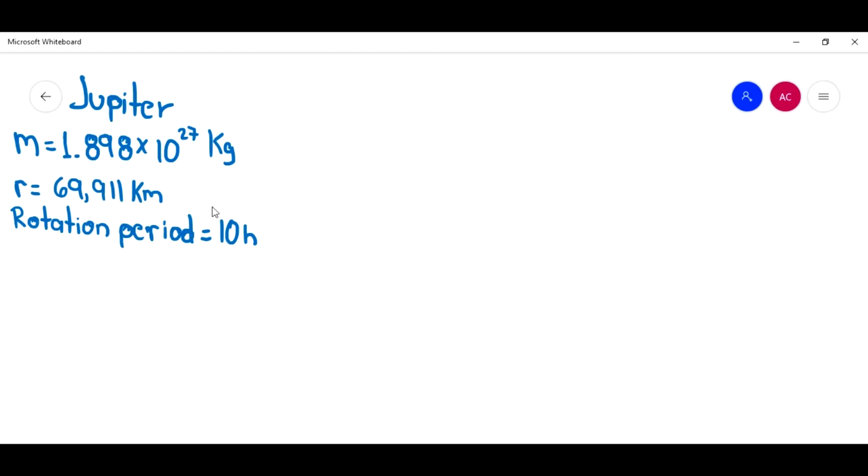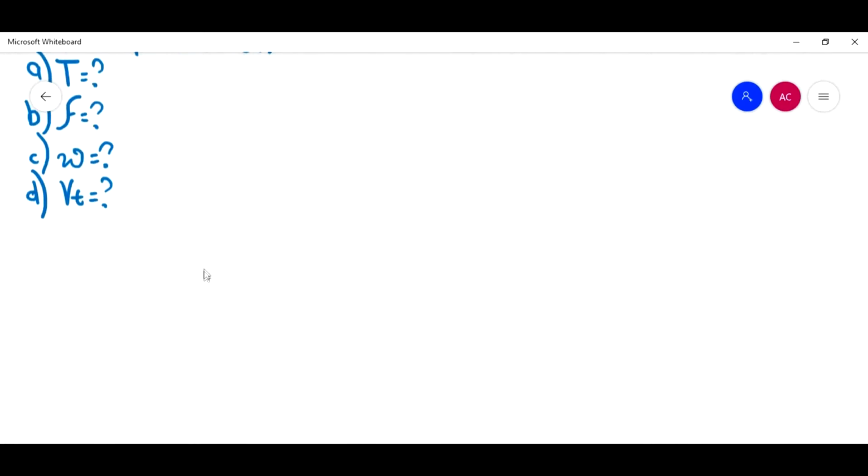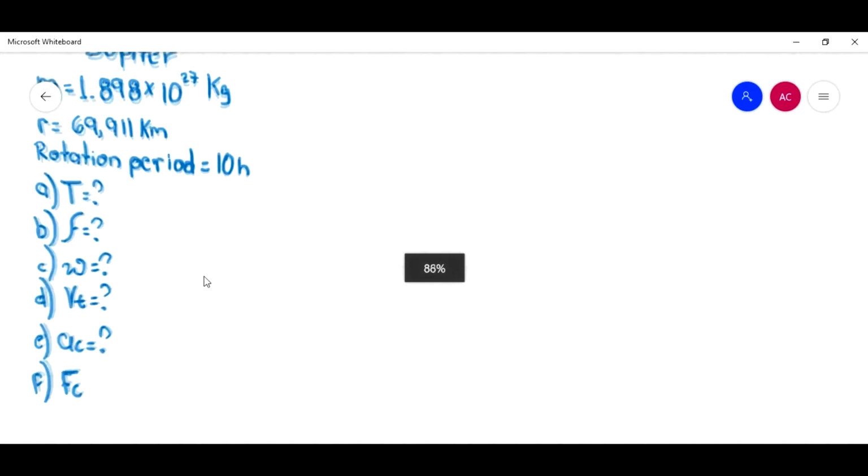Okay, so the first question is the period, then the frequency, angular velocity, tangential velocity in meters per second and kilometers per hour, centripetal acceleration, and centripetal force. So first I'm gonna make the drawing.